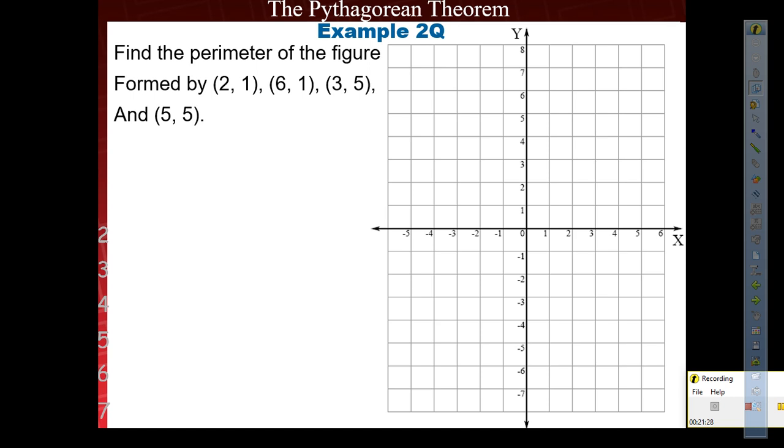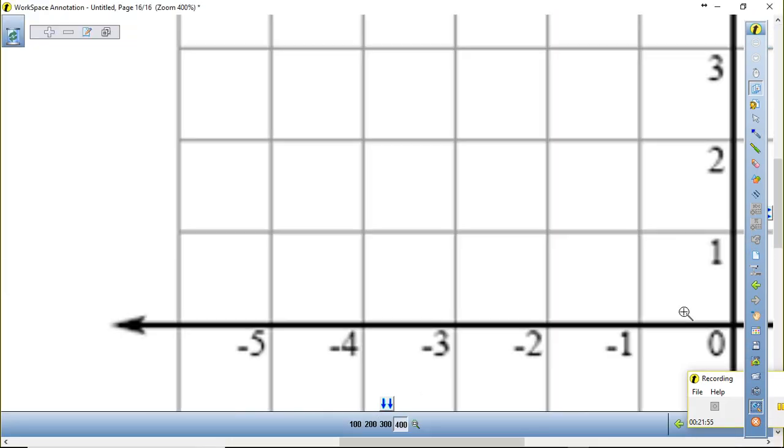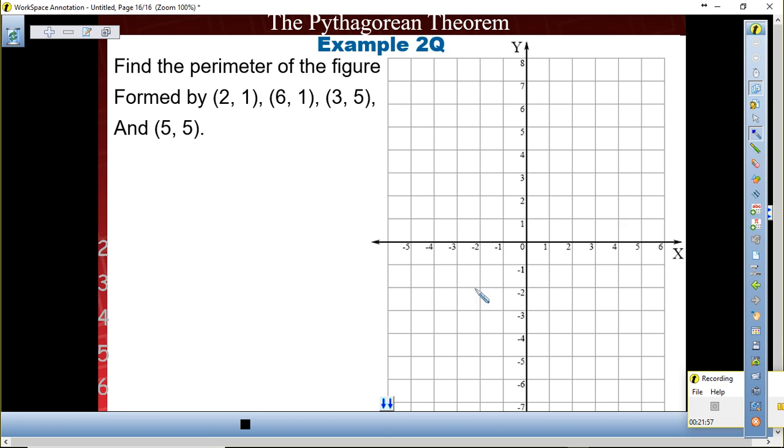All right. Everybody copy that? All right. Plot those points, please. Let's see, the first point was 2, 1, then 6, 1, then 3, 5, then 5, 5.